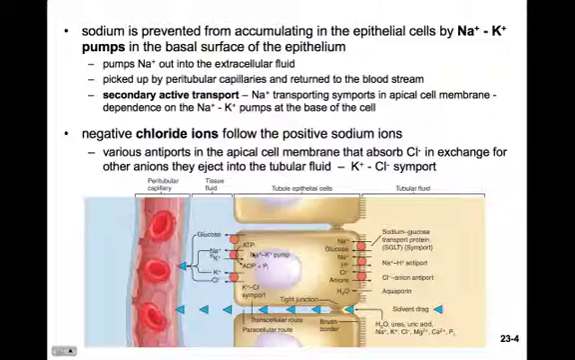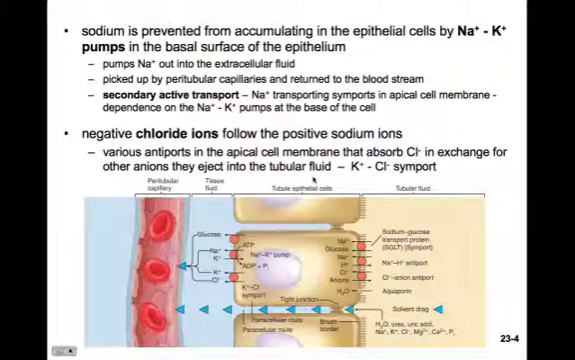Because sodium is being transported out by this active transport pump, we're creating a gradient for sodium to come into the cell. So this is secondary active transport, where we'll see sodium and glucose co-transported into the cell. And then we're going to see that negative chloride ions follow the positive sodium ions. And so we have various antiports in the apical cell membrane that can absorb chloride in exchange for other anions, other negative substances that they're going to eject back into the tubular fluid.